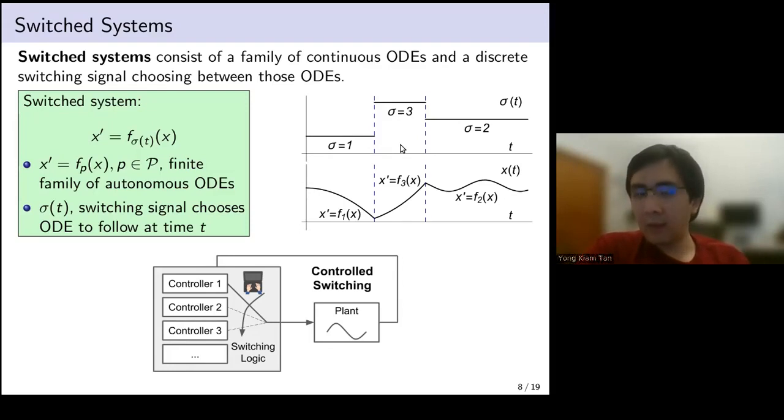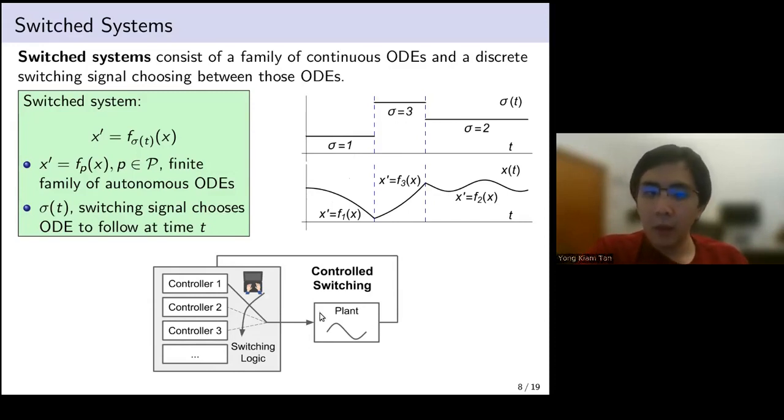So in this example, it prescribes mode 1 in this interval, and then mode 3, and then mode 2, and so on. Accordingly, what the switch system is going to do is follow the first mode until the first switching time, and then the third mode until the next switching time, and so on and so forth.